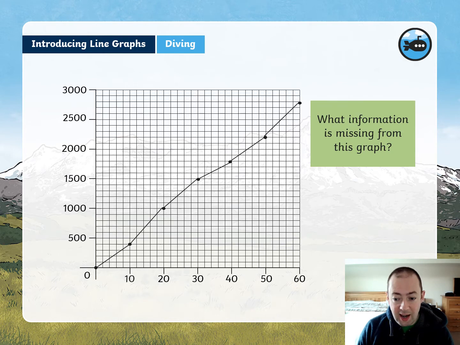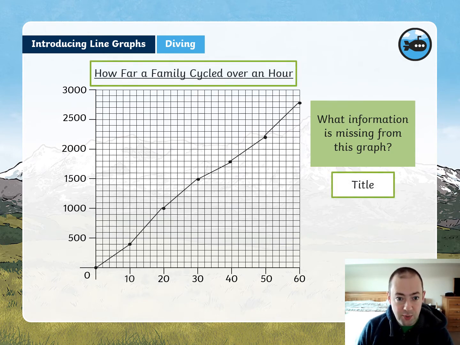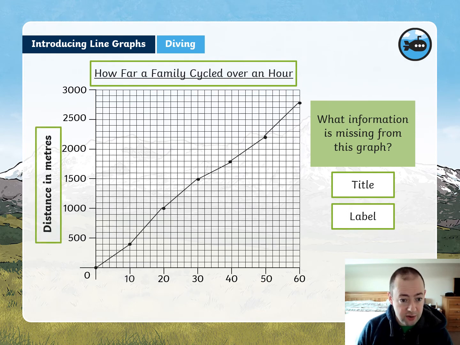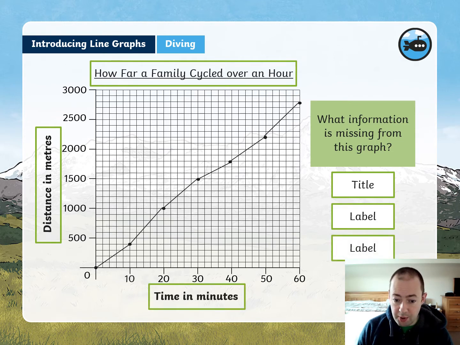So the first thing any line graph needs is a title. And the title for this one is how far a family cycled over an hour. I need to label both the axes. These are the lines down the sides. So this one shows the distance in meters that the family cycled, and the one across the bottom shows the time in minutes.